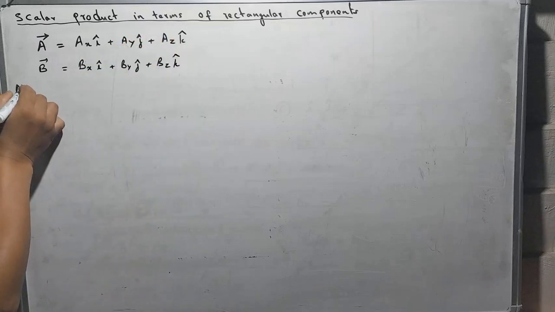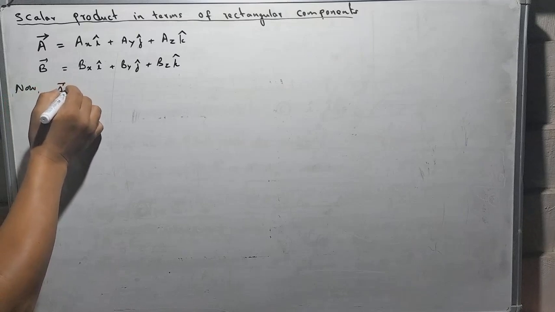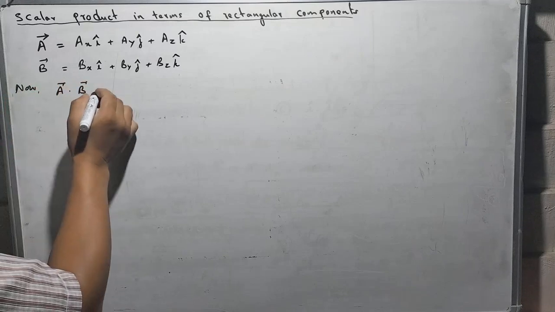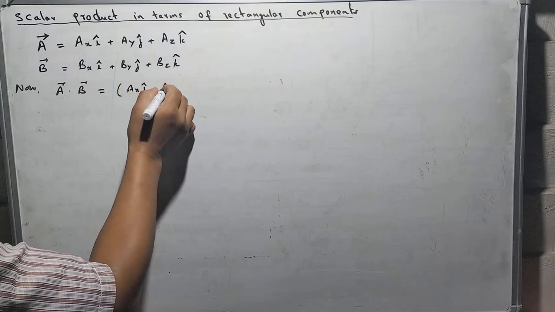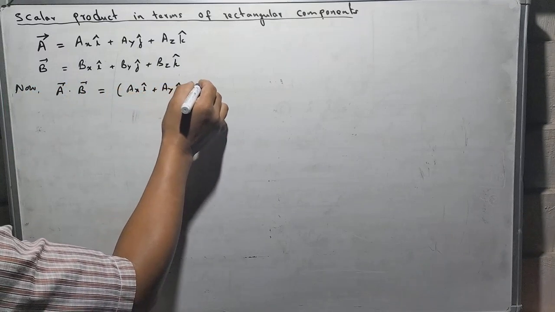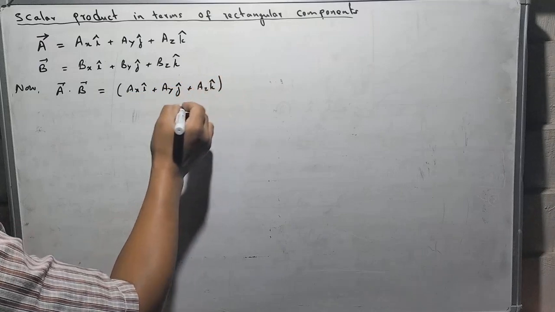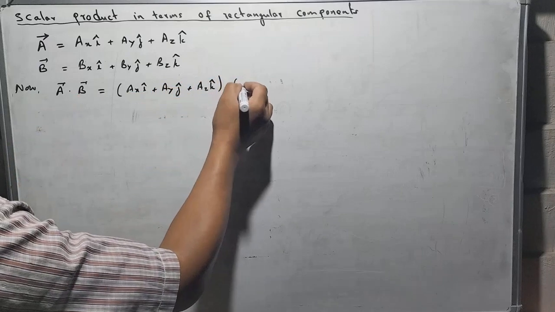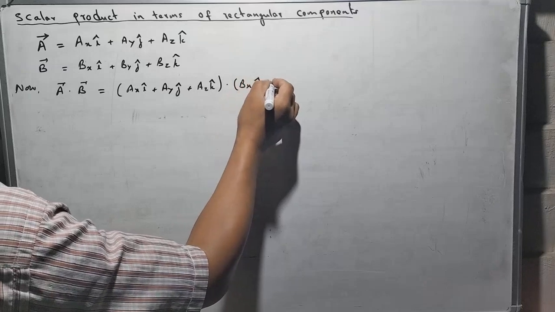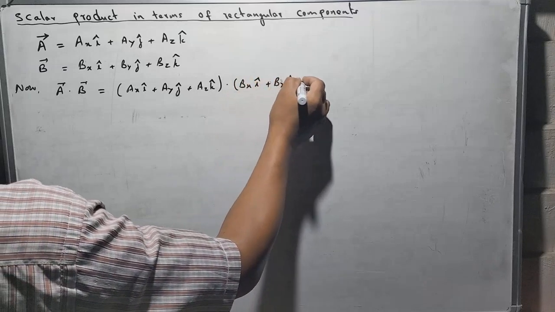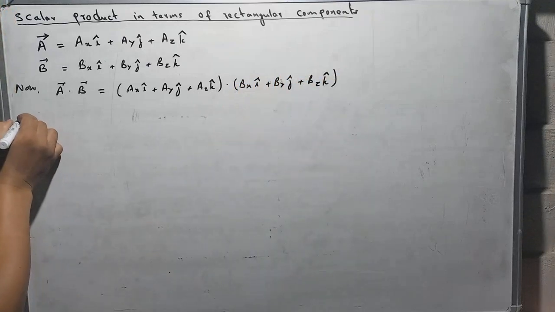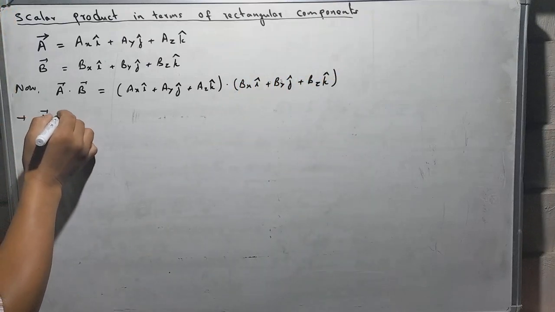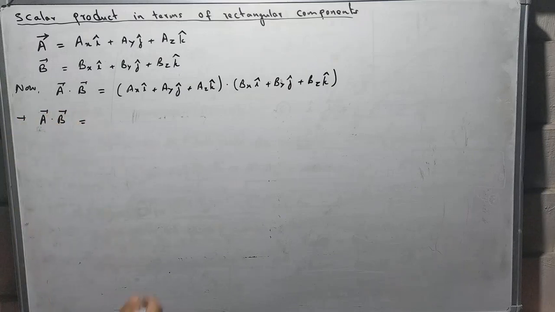Now, A dot B. This A dot B means (Ax i plus Ay j plus Az k) dot, instead of B, I'll write (Bx i plus By j plus Bz k). Okay. Again, A dot B is equal to... Now here I will apply the distributive law.